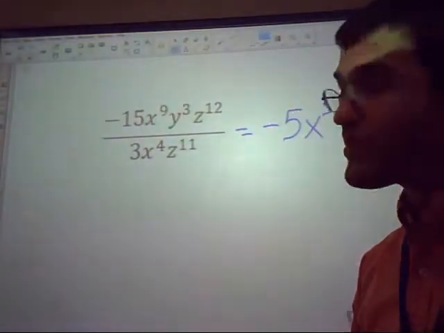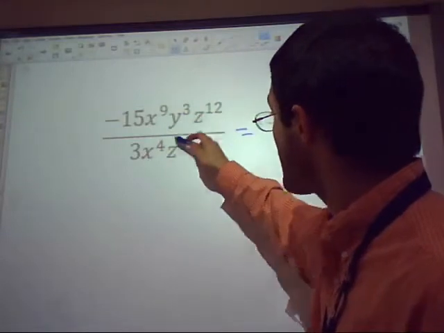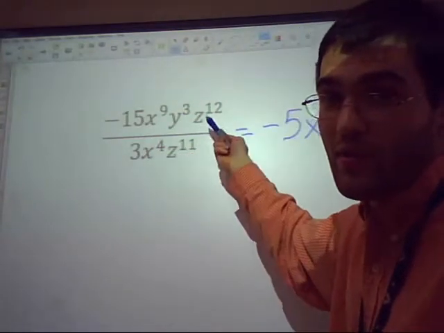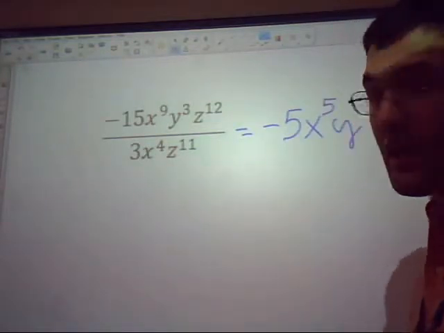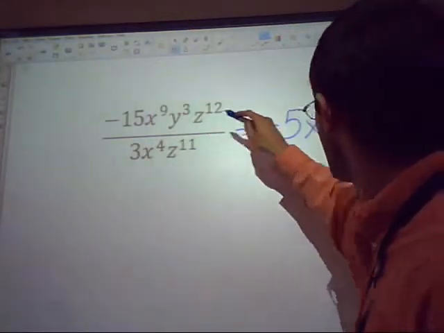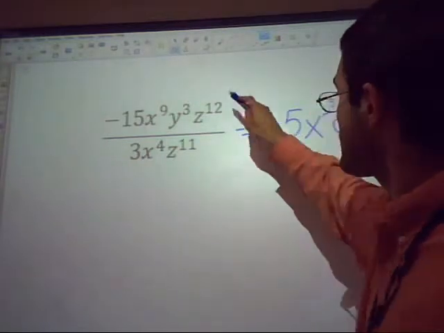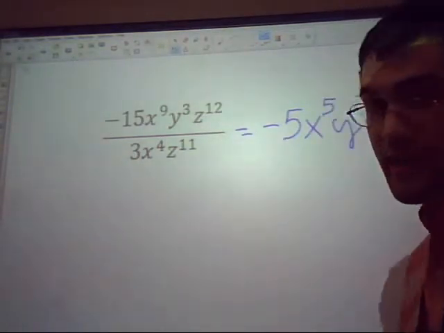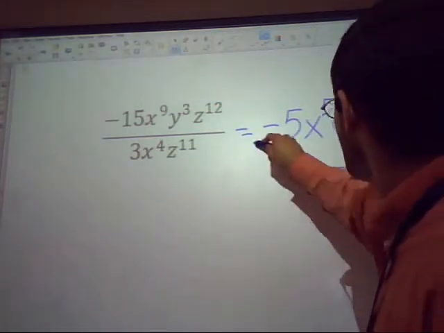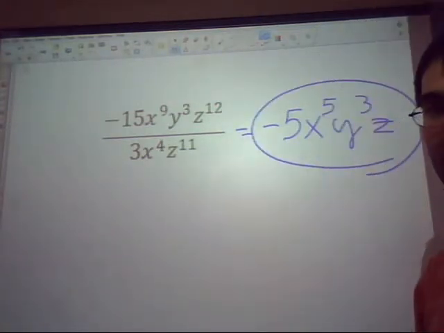Write down your next base. We have a y to the third on top, but there's no y's on the bottom. So just write down y to the third. You don't have to even do anything. And then your last base is a z. So you write down your z. Subtract the exponents. 12 minus 11 equals 1. You could write down the 1, but you can keep it invisible. And there you have it. That's your simplified answer.